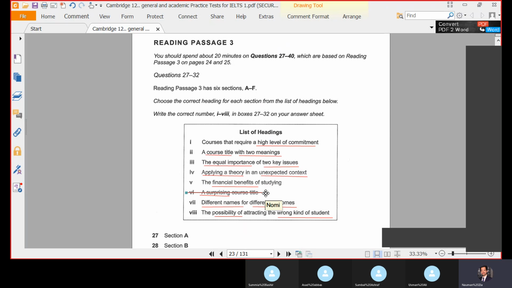6 is already done. We already found that. Different names for different outcomes. 7. 8. The possibility of attracting the wrong kind of students. The only answer that is familiar or matches with the paragraph is the 4th. Right? This is how you find the answers.